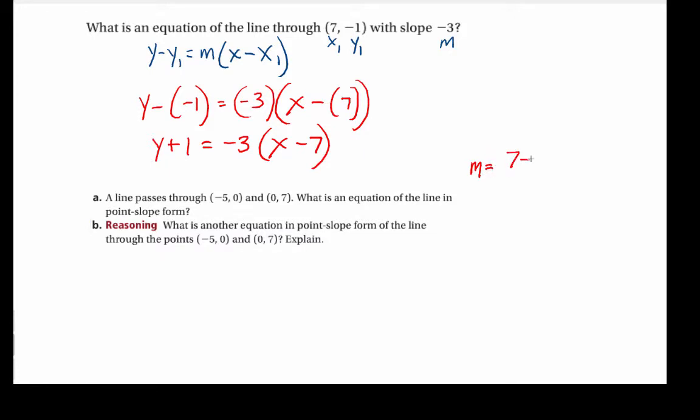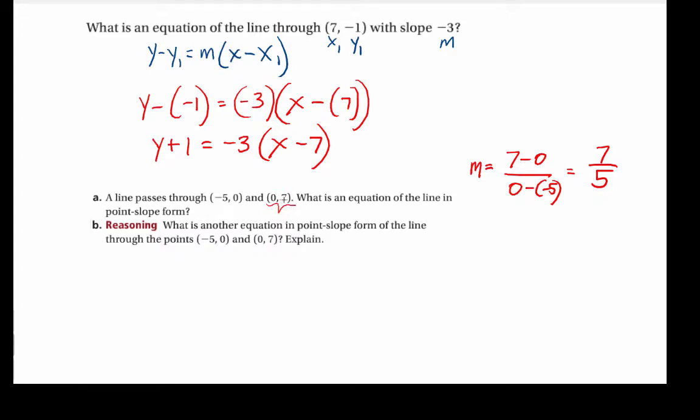So let's do that. 7 minus 0 over 0 minus negative 5. That would equal 7 over 5. So the slope of our line is 7 over 5. So now we have a slope and we have 2 points. Let's just pick one of our points. And actually we could be strategic here.